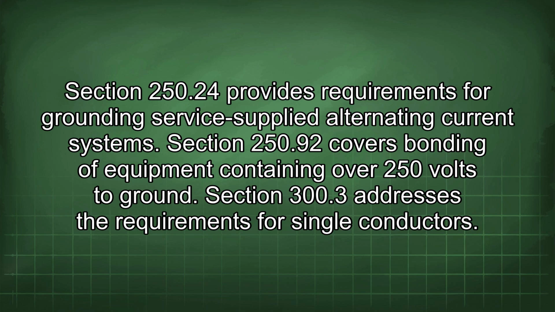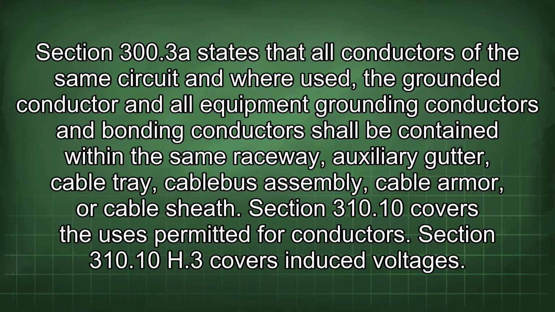Section 250.92 covers bonding of equipment containing over 250 volts to ground. Section 300.3 addresses the requirements for single conductors. Section 300.3 states that all conductors of the same circuit and, where used, the grounded conductor and all equipment grounding conductors and bonding conductors shall be contained within the same raceway, auxiliary gutter, cable tray, cable bus assembly, cable armor, or cable sheath. Section 310.10 covers the uses permitted for conductors.